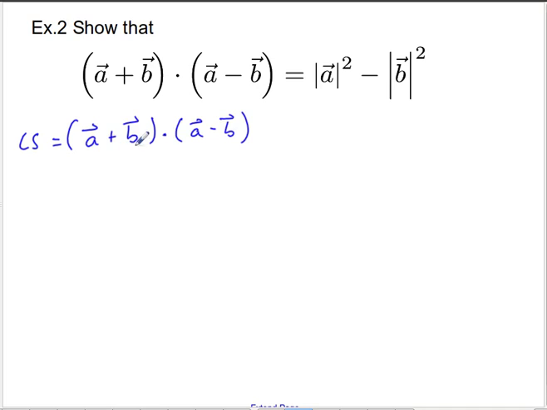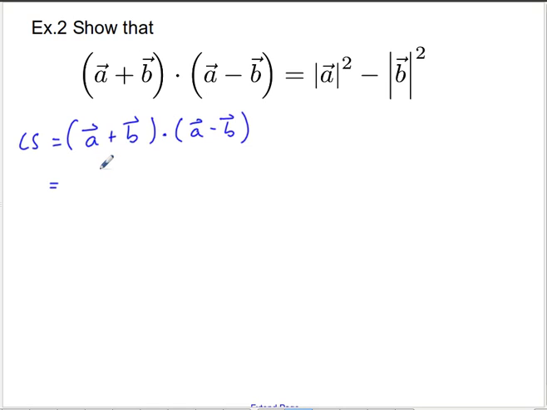So we have A plus B dotted with A minus B. We're going to use the distributive property, which means I'm going to distribute the same way I would. It's essentially like doing FOIL, but I'm actually going to use the distributive property.